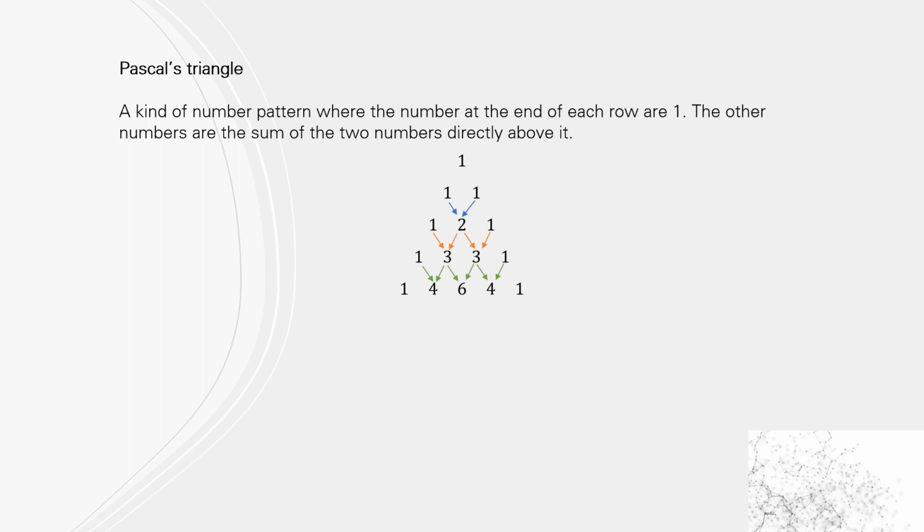To get our next one, 1s at the end, 1 and 3 make 4, 3 and 3 make 6, 3 and 1 make 4, and you've got that 1 at the end. And then a final one to look at, what would be the next line if you were to write it out? And this is what you should have got: 1, 5, 10, 10, 5, 1. Hopefully you can recognize that it's symmetrical. Each row is symmetrical. And yeah, we'll look at those patterns as we go through.